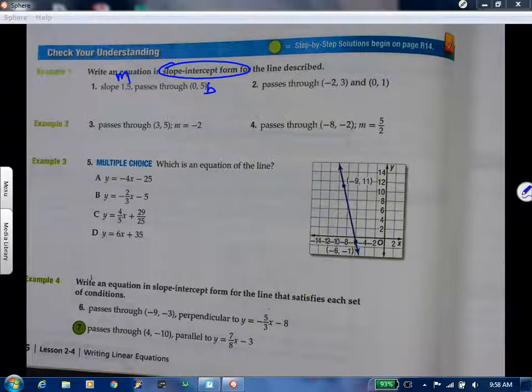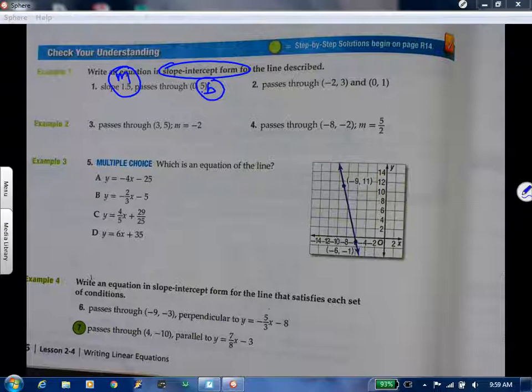Where the b is going to be a 5 because the x is 0. That's your shortcut with that. That's what helps. So do you know the m value? And do you know the b value? Can you write an equation in slope-intercept form? So you just plug those numbers in.